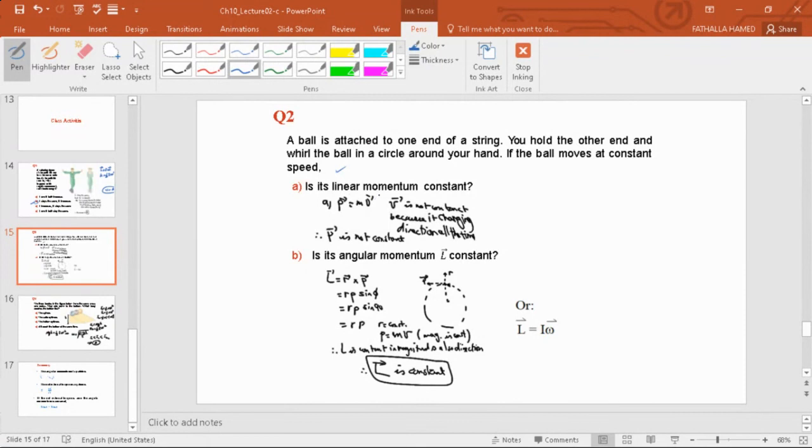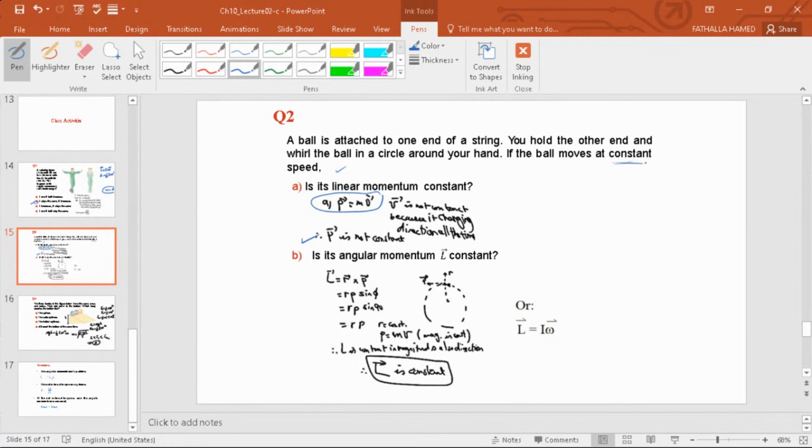But our definition of linear momentum is equal to mv as a vector, and you're talking about the tangential velocity here. When you go around the circular motion, your velocity is not constant. Your speed is constant, but your velocity changes direction. So we cannot say that the linear momentum is constant. The magnitude of the linear momentum is constant, but the momentum itself is not constant because v is going to change direction even though your speed is constant.